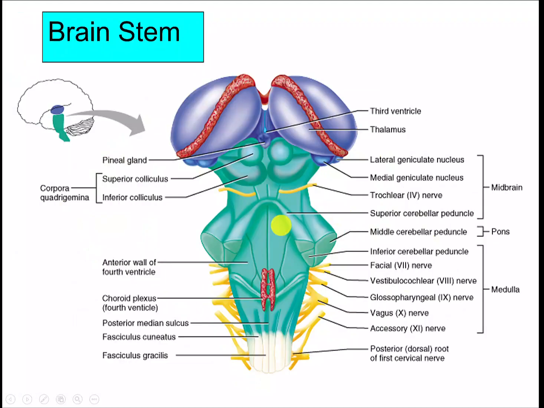Again, this is a posterior view of the brainstem. So we're looking from behind. And now you can see everything in green here is the brainstem. So in this area, you're going to see the midbrain. See, midbrain is right here. And in the midbrain, you've got the corpora quadrigemina.